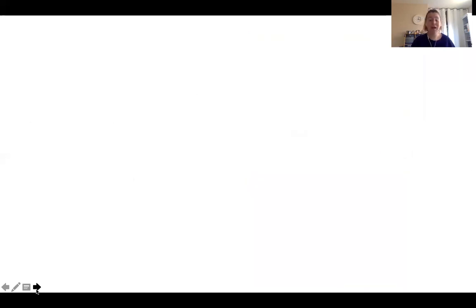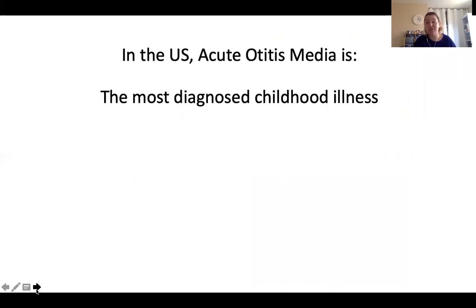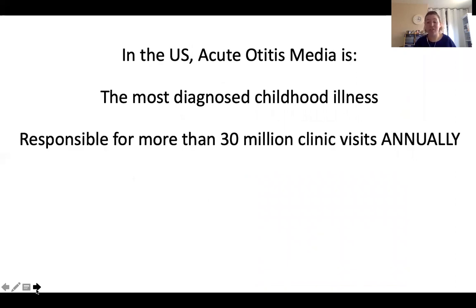So in the US, because so many kids get recurring ear infections, it is the most diagnosed childhood illness in the US. And with that, it is responsible for more than 30 million clinic visits annually. Now, this creates a huge burden on the healthcare system, on insurance, and on us as people. 30 million clinic visits doesn't represent that being one child each. It could be a child going for multiple visits, or siblings, or adults. However, that's a large amount of doctor visits.